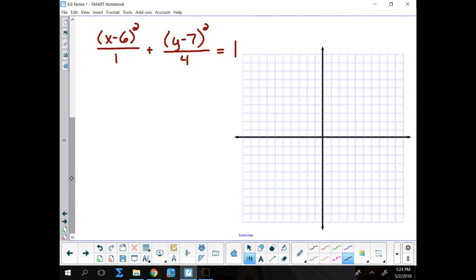So we can graph that now. Where is the center of that ellipse? 6, 7. 2 and 4 and 6 to the right. 2 and 4 and 6 and 7 up.